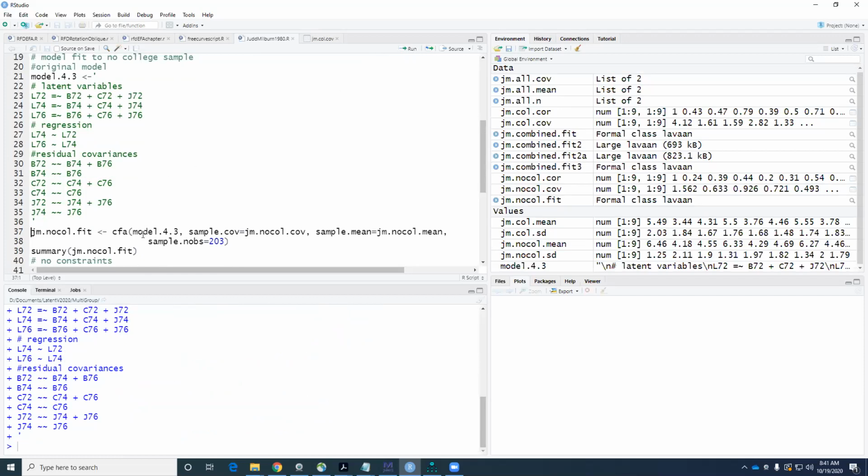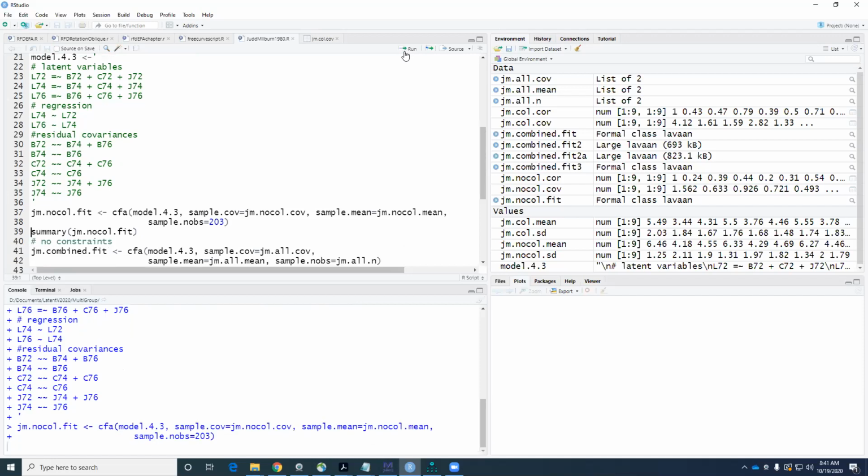And we can then fit this model. So this is the name of the model. And this is the sample covariance matrix you should be looking at. And here's the sample means. And this is the sample size, number of observations. And you can then run that.